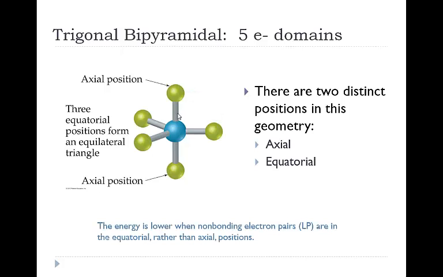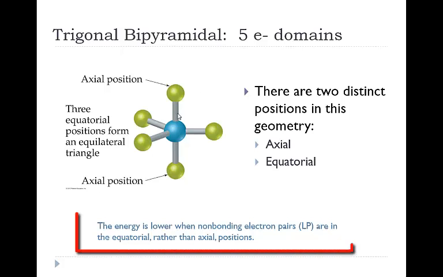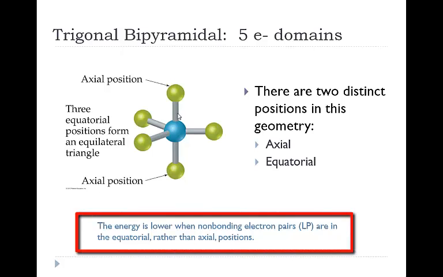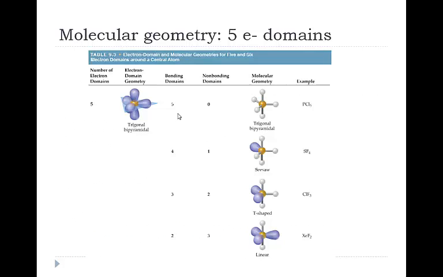So when we have lone pairs in this, the energy is lower when the lone pairs are in the equatorial rather than the axial position. So you'll see that as we look at the molecular geometries. So these are the molecular geometries when we have five electron domains.